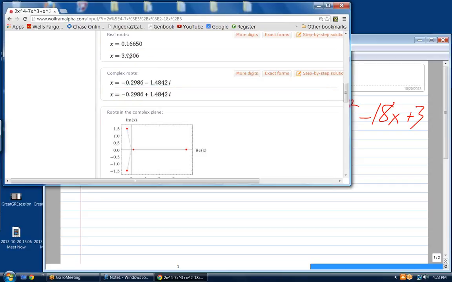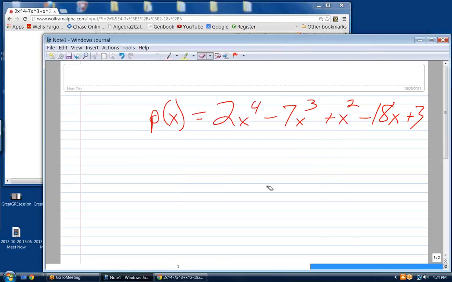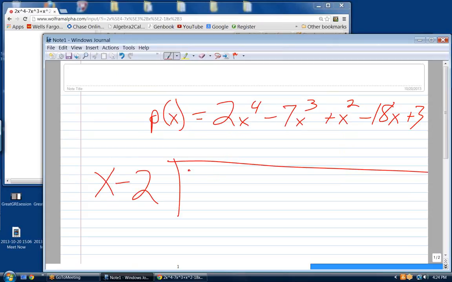I don't want to go through this one because it's all these decimals. I'd rather go through one in its entirety, where we have whole numbers, because we can do it so much easier. But in other words, do you know how to divide this by x minus 2? Do you know how to do polynomial long division? Let's just make sure you know how to do this.